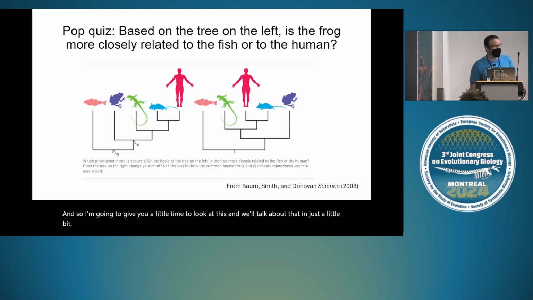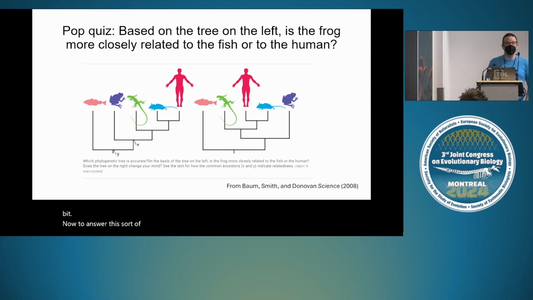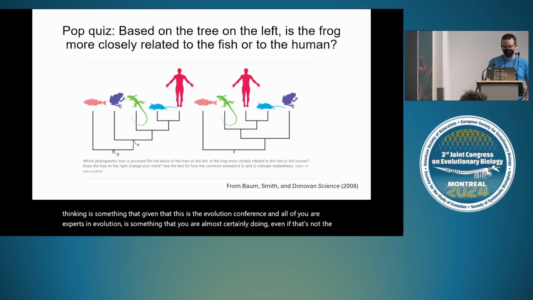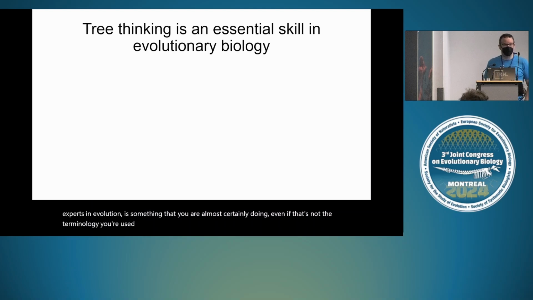Now, to answer this sort of question, we're really going through tree thinking. And tree thinking is something that, given that this is the evolution conference, and all of you are experts in evolution, is something that you are almost certainly doing, even if that's not the terminology you're used to. Tree thinking is really an essential skill in evolutionary biology.